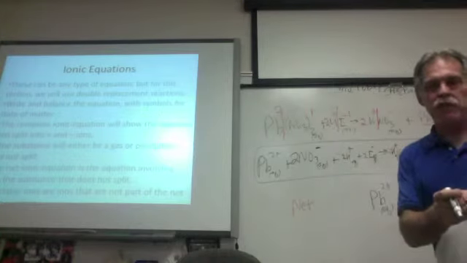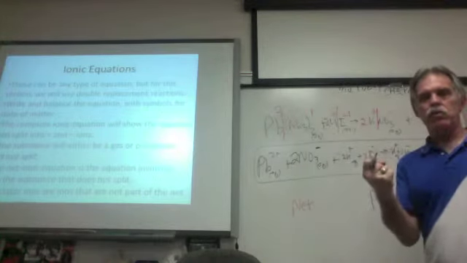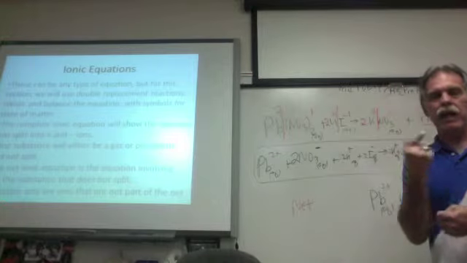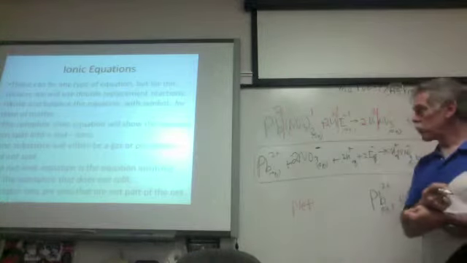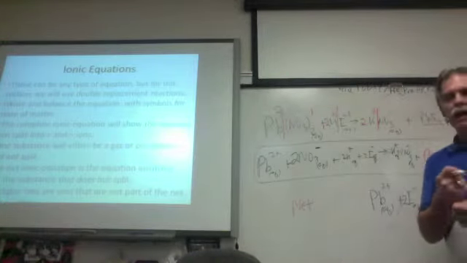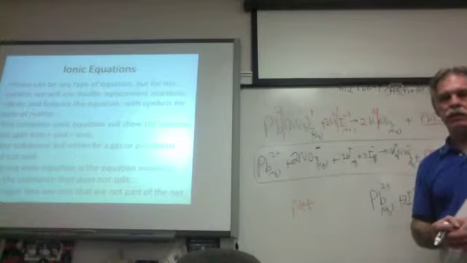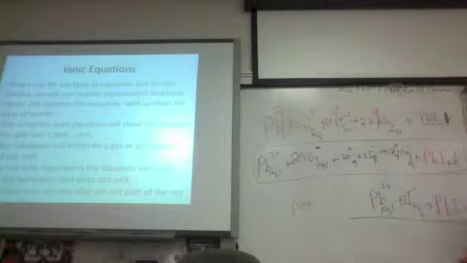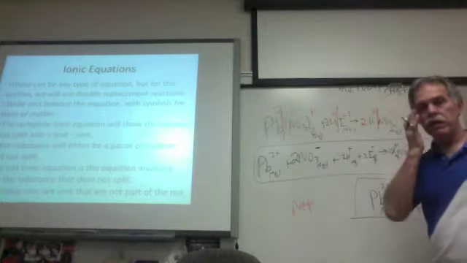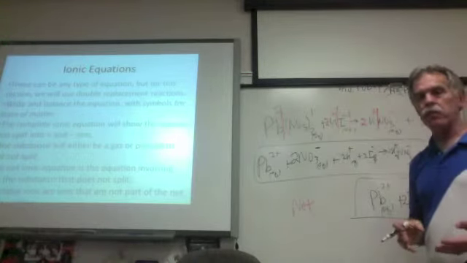So when we drop those in, they like to switch partners in this case because the iodine has more of an attraction towards the lead 2 plus. They stick together and drop to the bottom as a yellow precipitate. This is called the net ionic equation. So that's how we write those three parts.